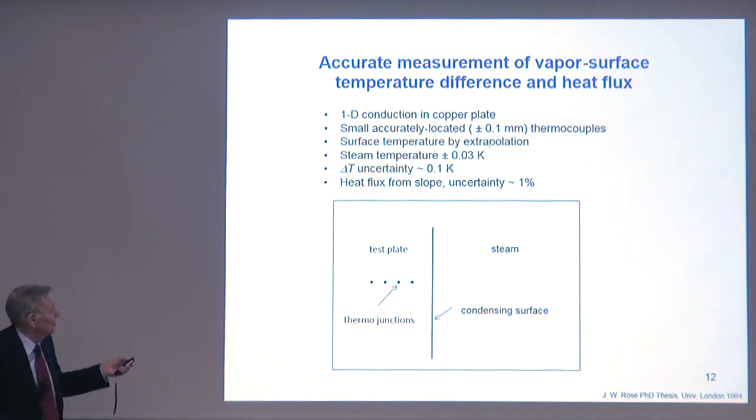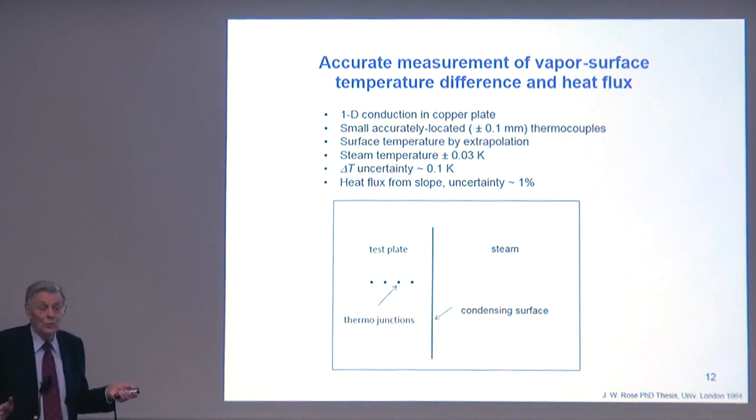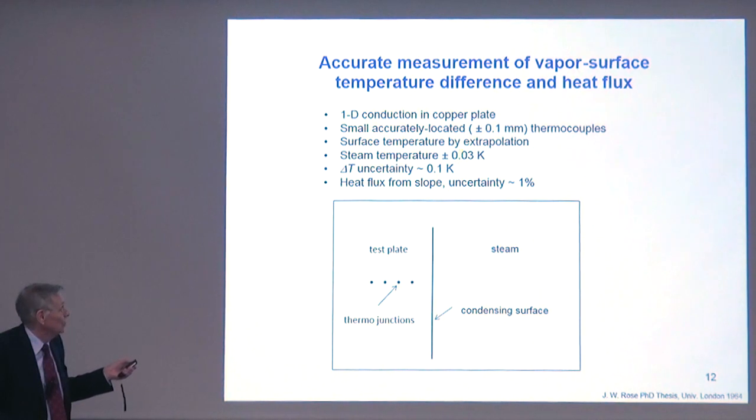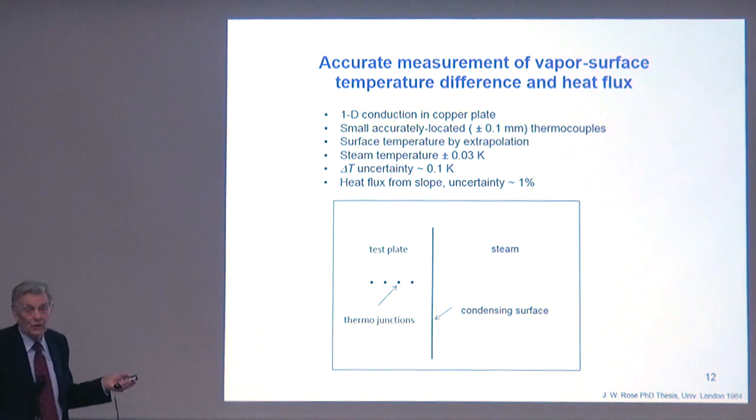The steam temperature, when you've taken all the precautions I mentioned, you can measure to about plus or minus 0.03, that's about the best you can do. And that will give you an uncertainty around 0.1 Kelvin. Probably should be better. And the heat flux from the slope will be within about 1%. These are the sort of accuracies you need.